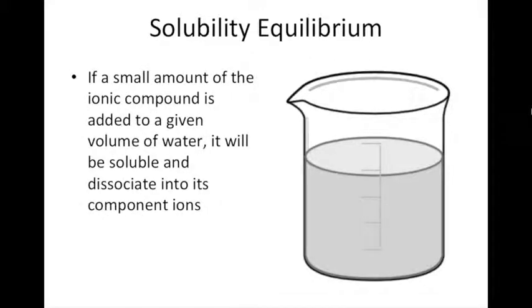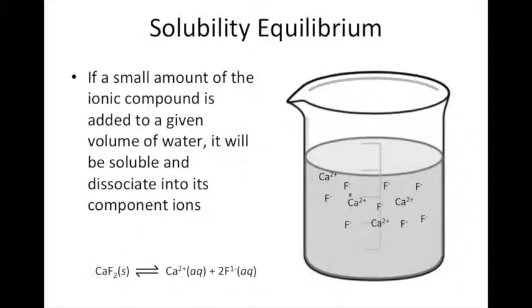So let's say that we take a small amount of an ionic compound and add it to a certain volume of water. It will be soluble and it will dissociate or break apart into its component ions. Let's use calcium fluoride as an example. If we took solid calcium fluoride and dissolved at least a little bit of it in water, we would get it dissociating into calcium and fluoride ions. It would break apart into its component ions.